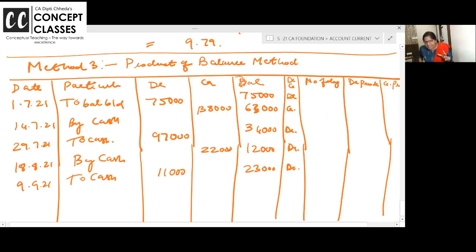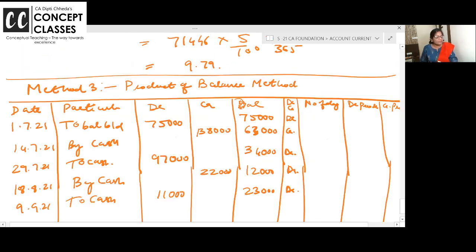After every transaction, what is the amount of the balance and what is the nature, whether it is debit or credit? Okay? Now number of days. We have to prepare this account current. Oh, I missed writing the heading only. This is Pritam's current account with the partnership firm.